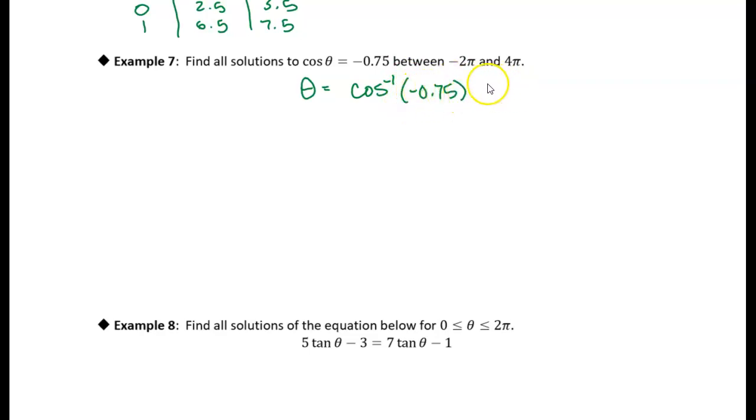Okay, if I put that into my calculator, I get 2.4189 radians. Okay, so I have my calculator in radian mode. I can get that from my calculator because this particular cosine value is not something that's on the unit circle. So I just have to use my calculator on it. All right, but we want to find all of them. That's just one. Where are the rest of the solutions?